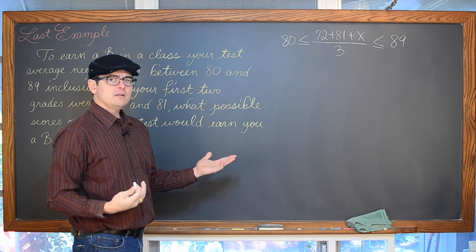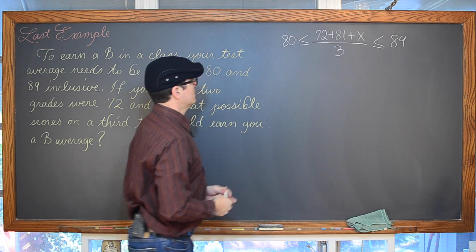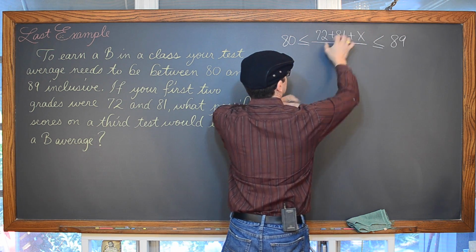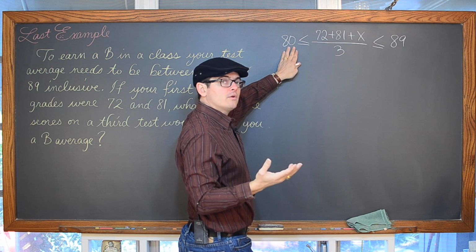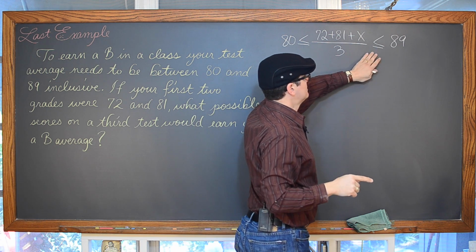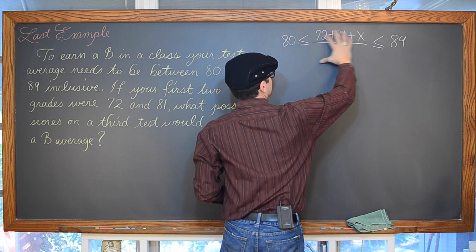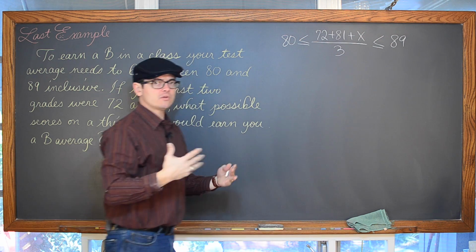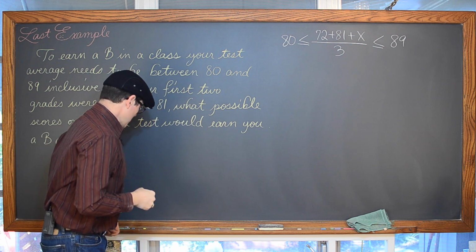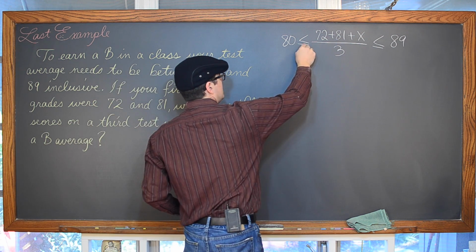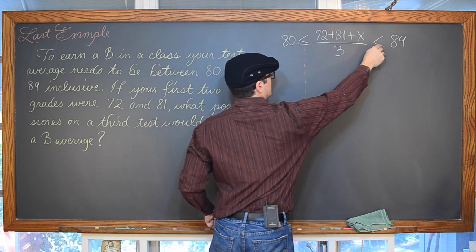How are we going to solve that compound inequality? Well, it is a compound inequality. For a B average, you need to be greater than or equal to 80, and less than or equal to 89, just to emphasize that again. You can also see that in our one sentence with the two inequalities. And those two inequalities are breaking our inequality up into three parts.